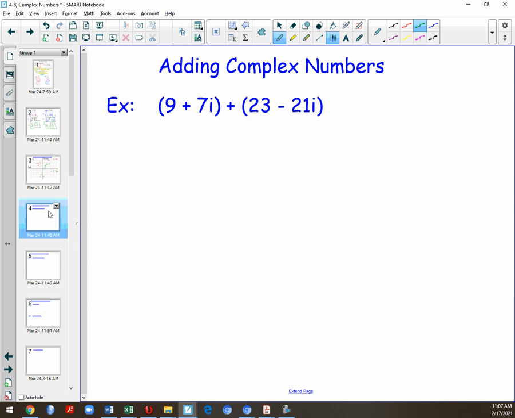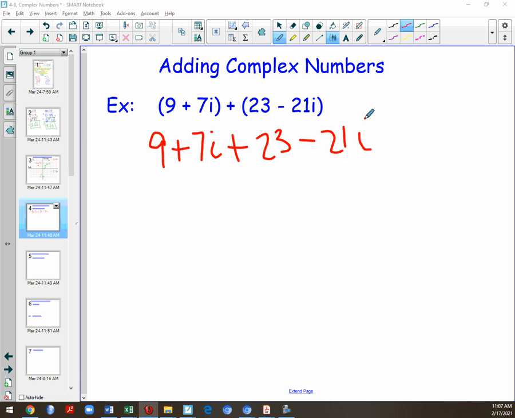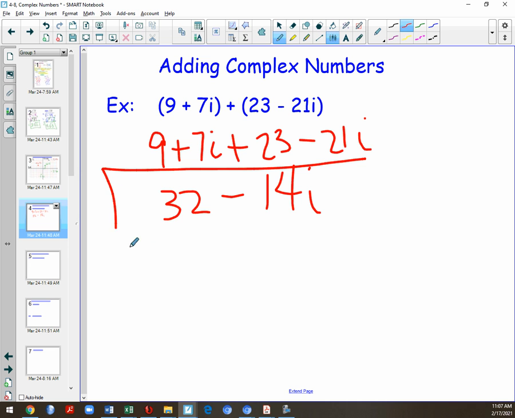Now, when you're adding complex numbers, all you're going to do is pretend that the i is a variable like x. So all I'm going to do here is drop the parentheses because I'm not distributing anything in. I'm going to drop the parentheses here. And I'm going to simply combine like terms. 9 plus 23 is going to give you 32. And then 7 minus 21 is going to be 14i.